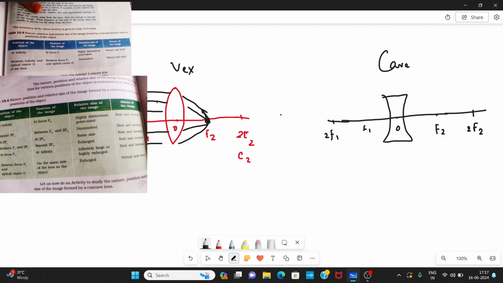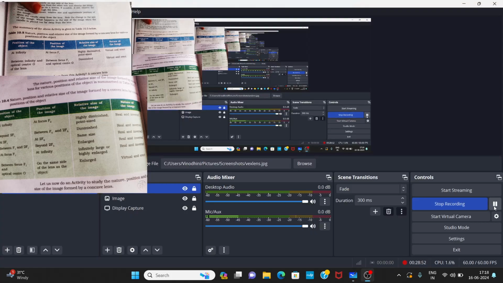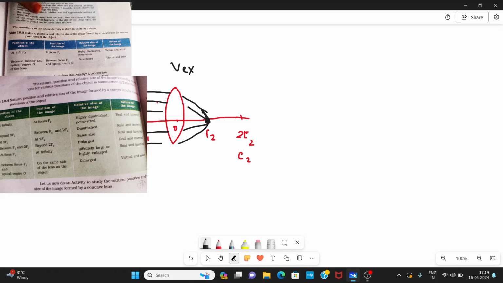Whereas in your concave lens, if you keep the object at infinity, so this incident light is parallel to the surface, and if it passes through the optic center, so first let us complete convex lens and then move on to concave lens.